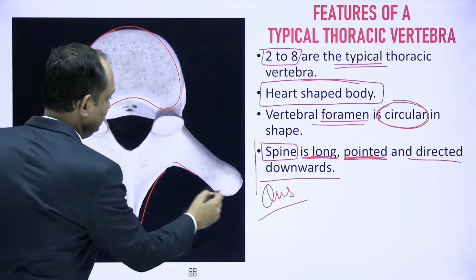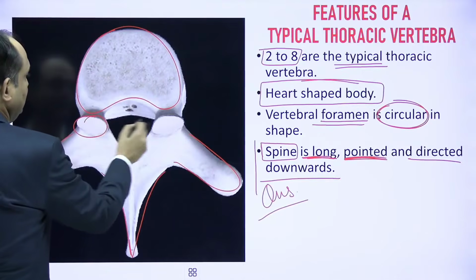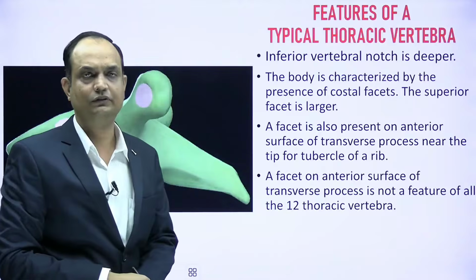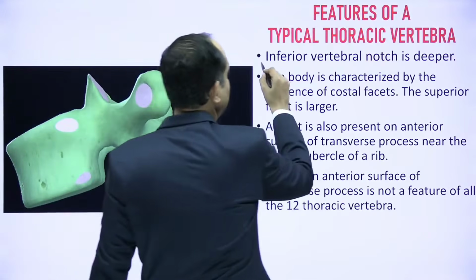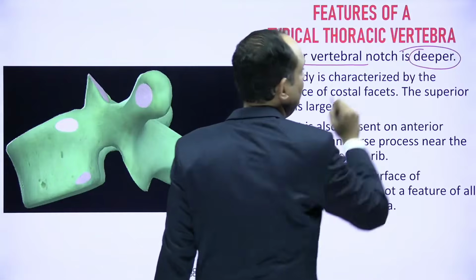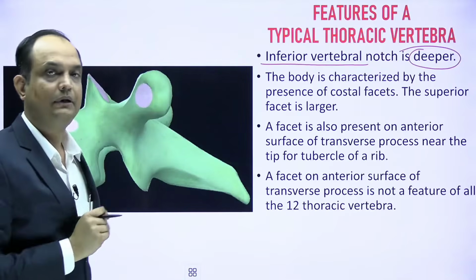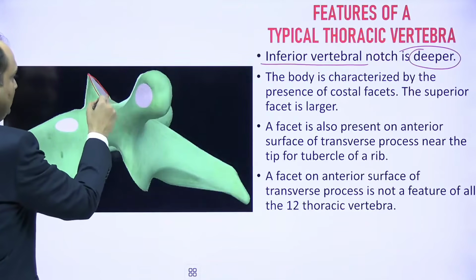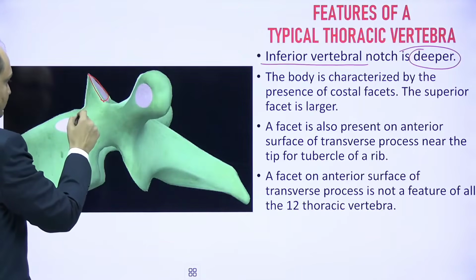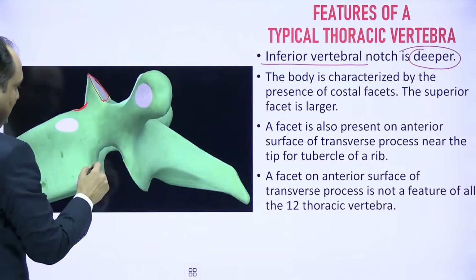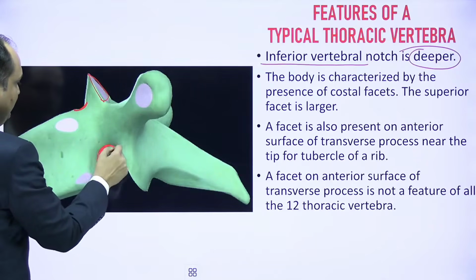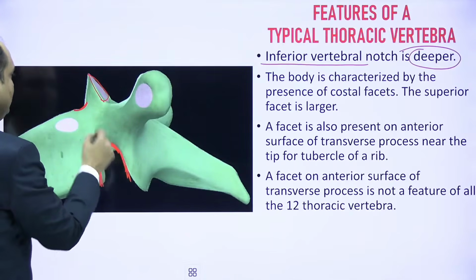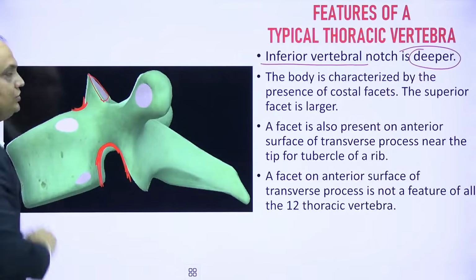Clear? Now this is the transverse process and these are the superior articular facets. What are the other features of the thoracic vertebra? The inferior vertebral notch is deeper. I told you that the notches vary according to the region. Here you can see this is our superior articular facet and in front of this is your lamina. The lamina has the superior and inferior notch. You can see that the inferior notch is much deeper and the superior notch is very shallow.